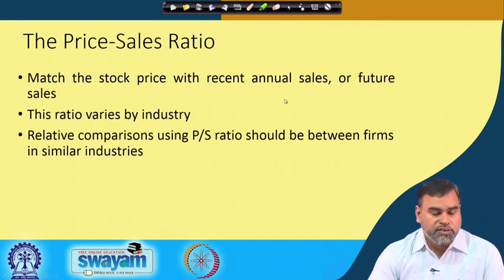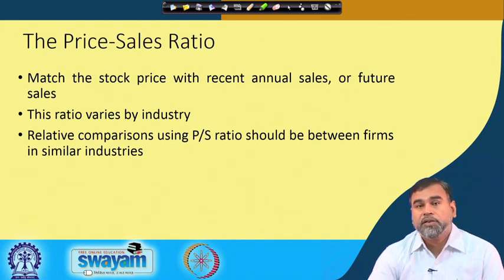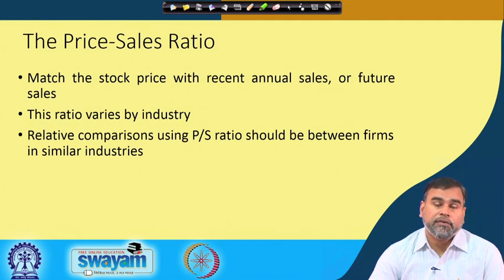Then we have price to sales ratio, and the ratio basically varies with the industry. But relative comparison using price to sales ratio should be between the firms within similar industries, because those are affected by some kind of seasonal and cyclical factors in the market.